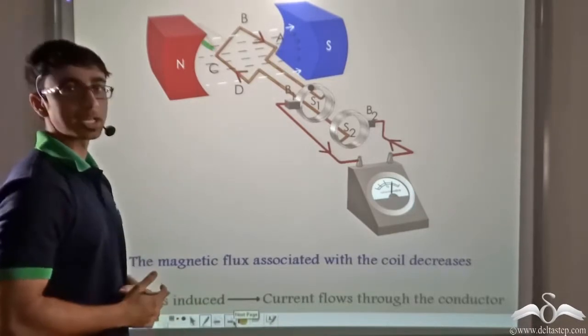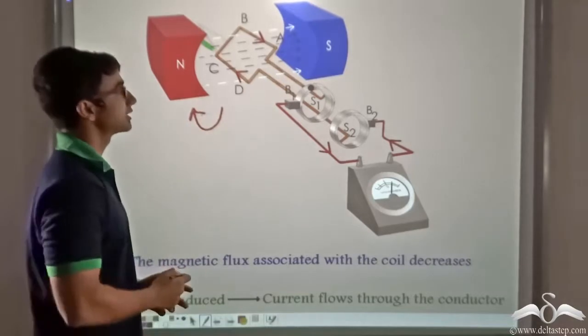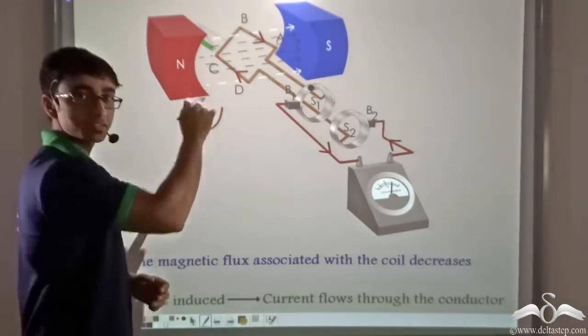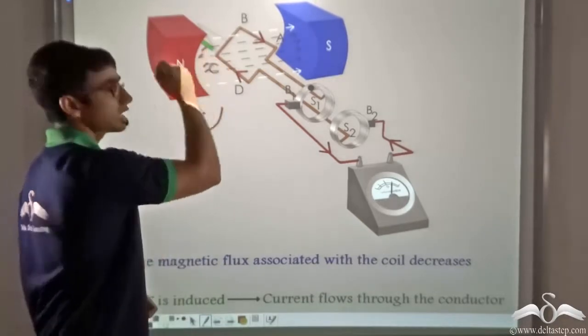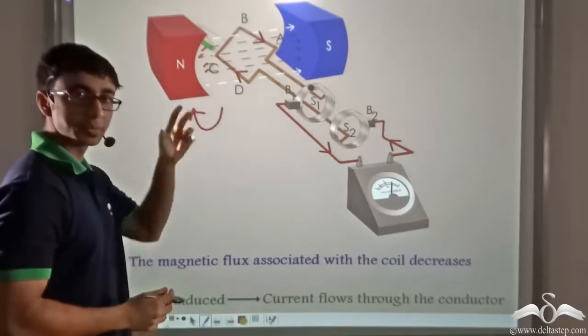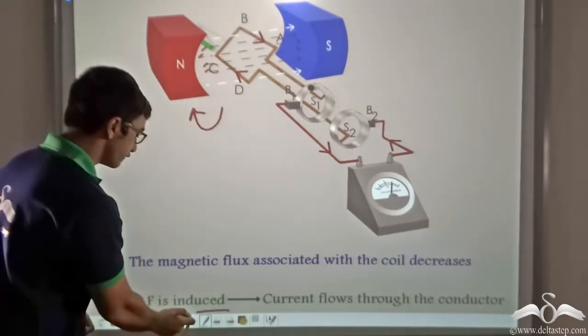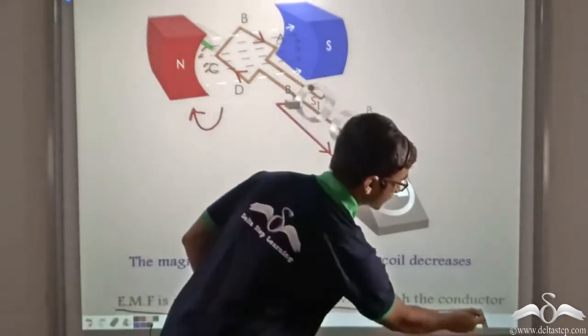So now let's see what happens. Over here, when we are further rotating it clockwise, there is a change in the magnetic flux because from 6, now we find 4 are passing through. So there is a decrease in the magnetic flux linked with the coil. So an EMF will be induced, due to which current will flow through the conductor.